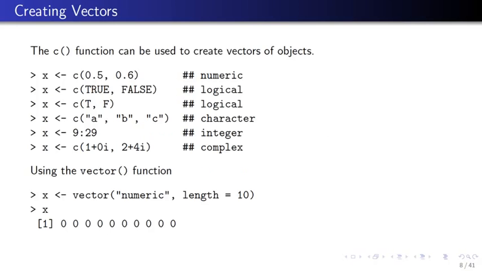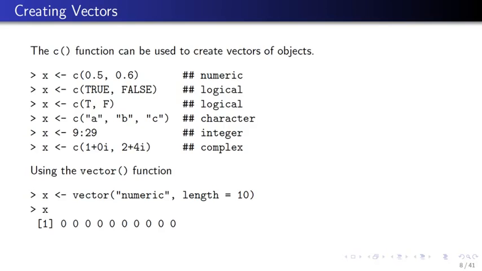So the c function is another function that can be used to create vectors of objects, and you can think of c as standing for concatenate, because it can be used to concatenate things together. So for example, I can create an object called x by concatenating 0.5 and 0.6, and that will give me a numeric vector of length 2, where the first element is 0.5 and the second element is 0.6.